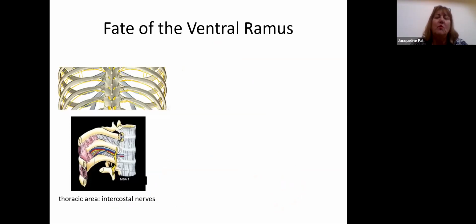All right. So what happens to that ventral ramus? Well, in the thoracic area, it travels in the subcostal groove on the undersurface of the ribs. And that is going to give us a nerve between every set of ribs, and those are going to be called intercostal nerves, meaning nerves between the ribs. Okay. And so you can see that they are clearly traveling on the undersurface of the rib along with a little intercostal artery and an intercostal vein.